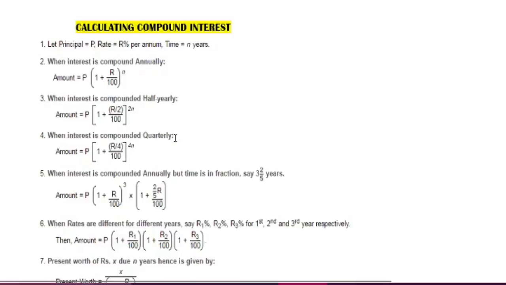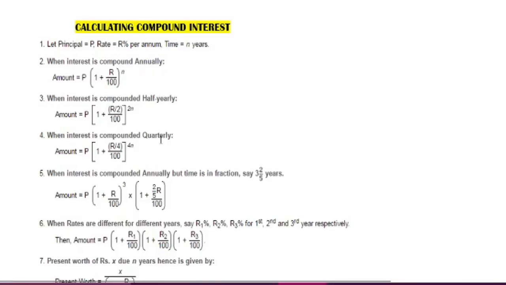In a similar case, we consider when the interest is compounded quarterly. Quarterly means quarter of a year. That means 3 months. In every 3 months interest is calculated. Here the amount equals P into 1 plus R by 4 divided by 100 raised to 4N. Here time is 4N, that means 1 year consists of 4 quarters. And the rate becomes 1/4. For example, suppose the rate is 10% per year, then for 3 months it will become 1/4 of 10, that means 2.5%.